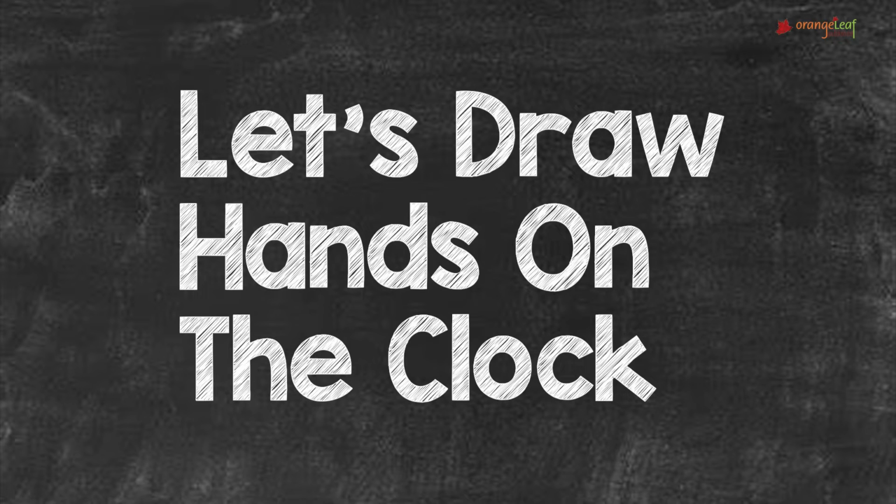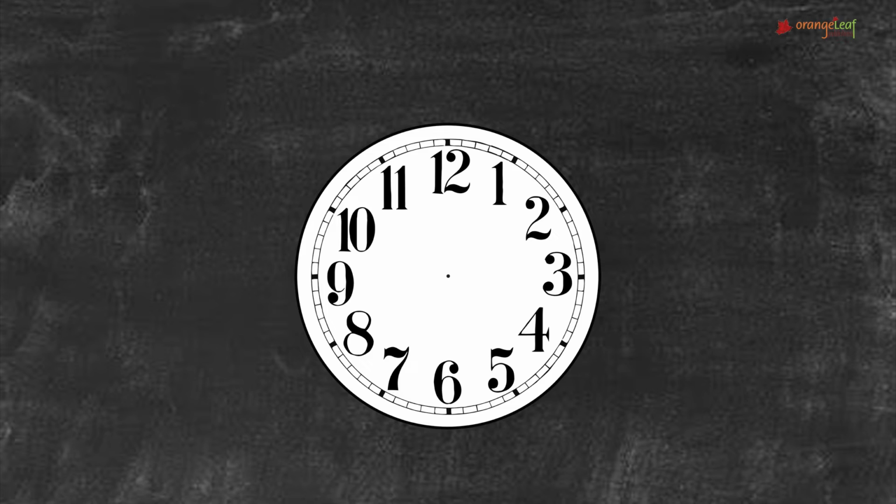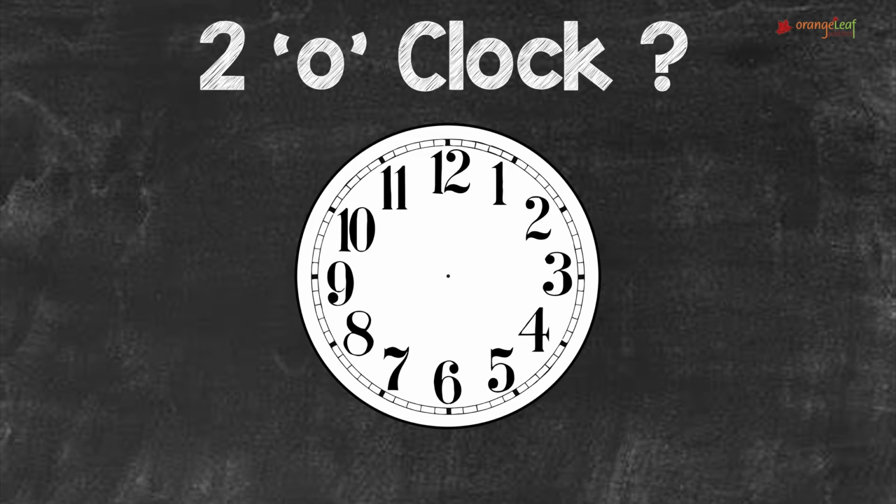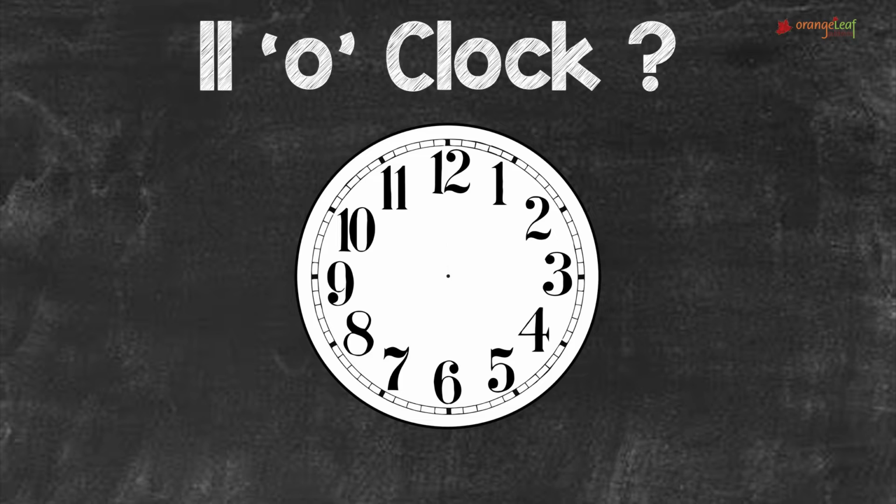Now, let's draw the hands on the following clocks. So, the set time is 2 o'clock. So, the hour hand would be pointing at 2 and the minute hand at 12. For 5 o'clock, the hour hand points at 5 and the minute hand at 12. For 8 o'clock, the hour hand points at 8 and the minute hand at 12. For 11 o'clock, the hour hand points at 11 and the minute hand at 12.